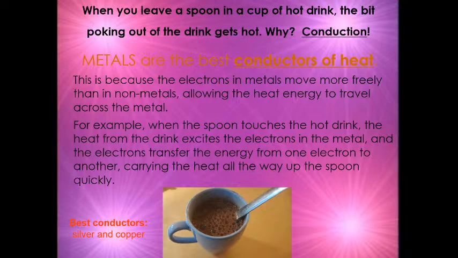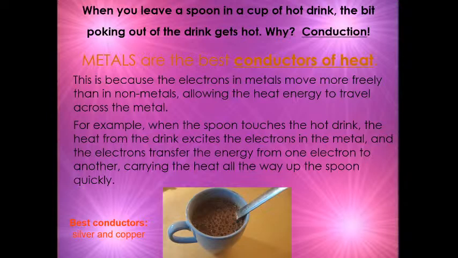For example, when the spoon touches the hot drink, the heat from the drink excites the electrons present in the metal, and then the electrons transfer this heat energy up the spoon. That's why the spoon will also become hot. When you touch the spoon, it will be hot, right? So the food is cooked in a metallic container because metals are good conductors. Why is the food cooked in a metallic container?